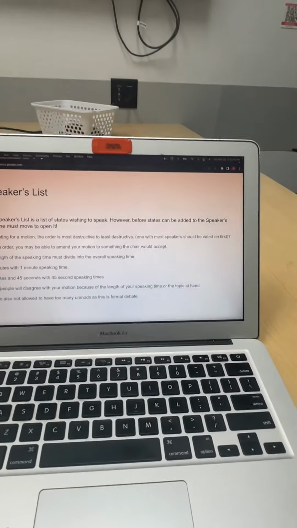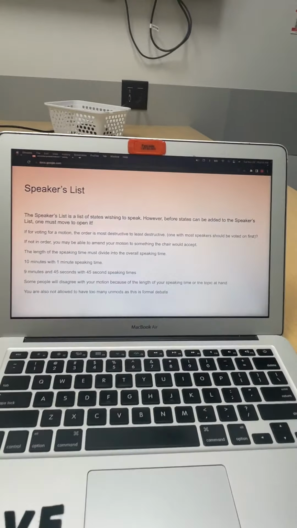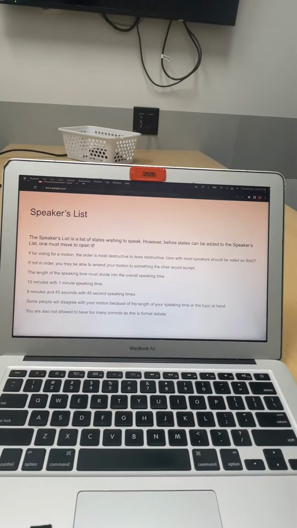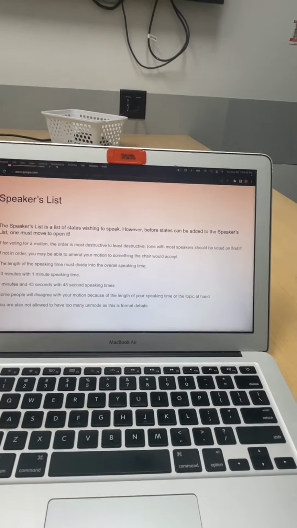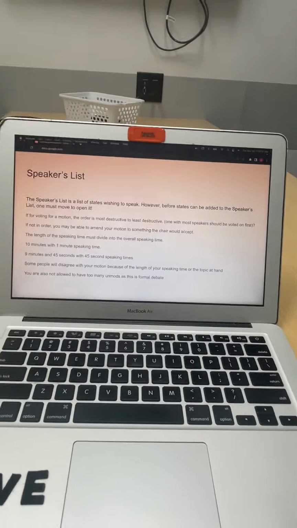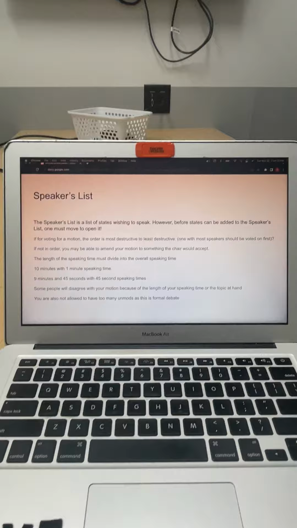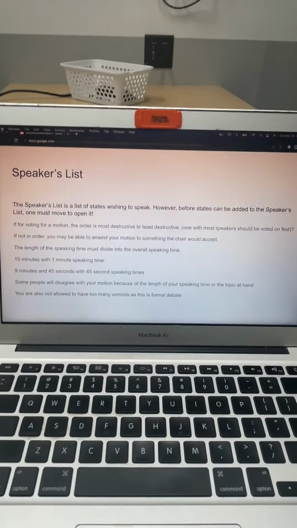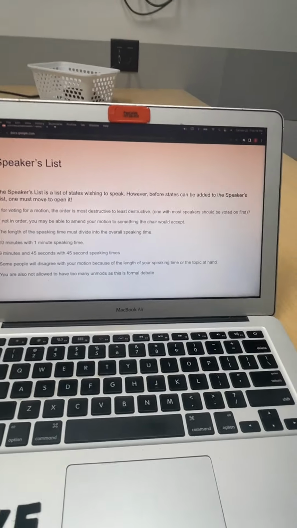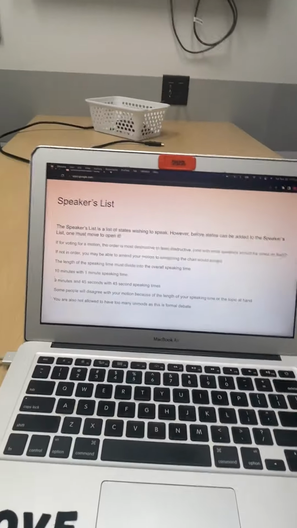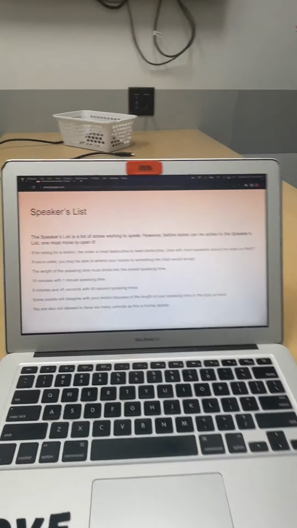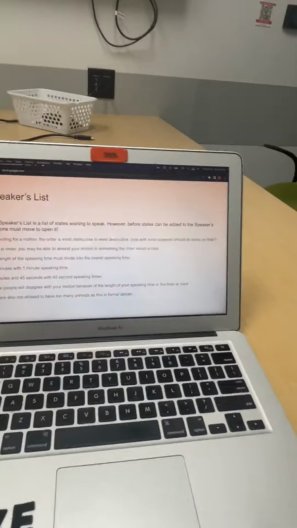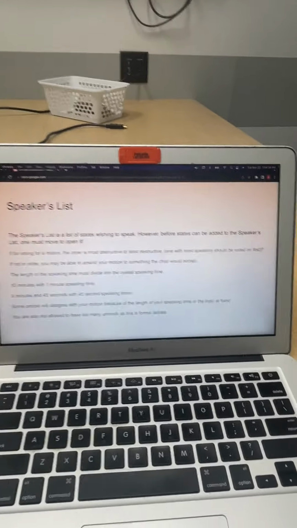If your motion is not in order, then you may ask for amending your motion to something that the chair would accept. Sometimes they will ask, would you like to amend the motion? And then you can amend it, because maybe your speaking time was not divided equally into the overall speaking time. For example, if you have 10 minutes and 45 seconds speaking time, that is not divisible by 10 minutes. 45 seconds does not divide into 10 minutes equally, so that would be not in order. But if you amended it to 10 minutes with 1 minute speaking time, that would divide evenly, and people can each take 1 minute out of 10 minutes in total, and that would add up properly.